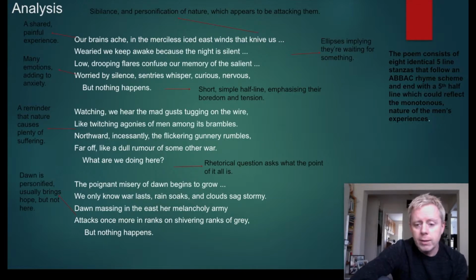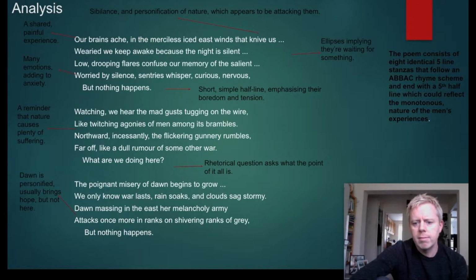Our brains ache. So our, collective pronoun there, a shared painful experience. Our brains ache in the merciless iced east winds that knife us. Sibilance, merciless iced east. Sibilance is the repeated S or SH sound. And personification of nature, which appears to be attacking them.